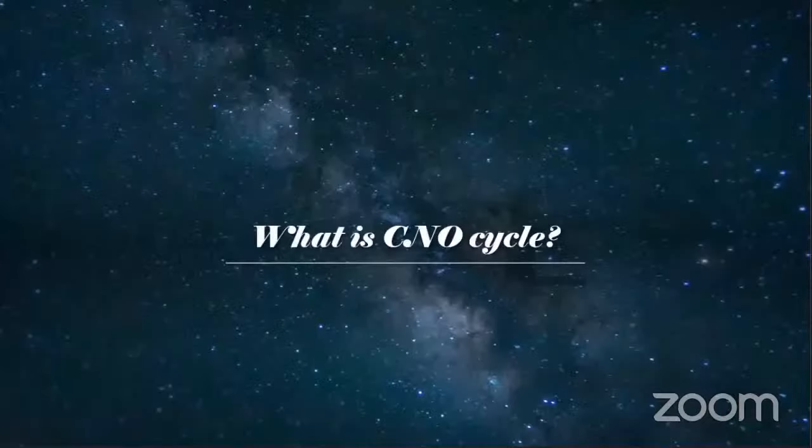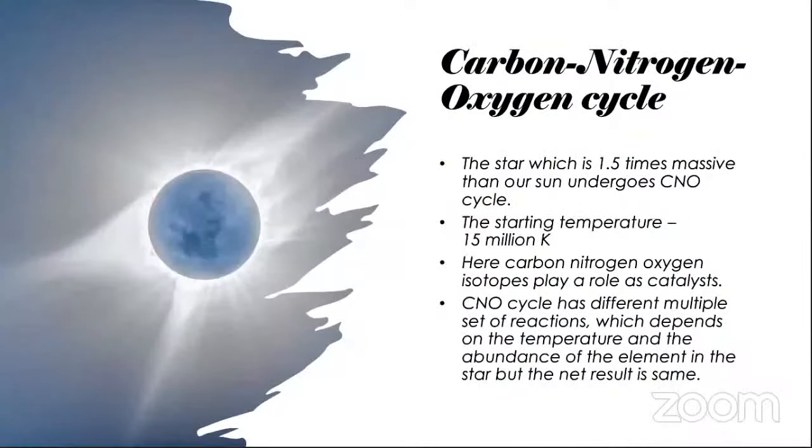So what is the CNO cycle? The CNO cycle is the carbon-nitrogen-oxygen cycle. This reaction happens in a star which is more than 1.5 times as massive as our Sun. The starting temperature of that star should be 15 million Kelvin. In this reaction, the carbon, nitrogen and oxygen isotopes play a role as catalysts. So here carbon, nitrogen and oxygen are not used up to obtain helium from hydrogen; these three are used as catalysts in this process.